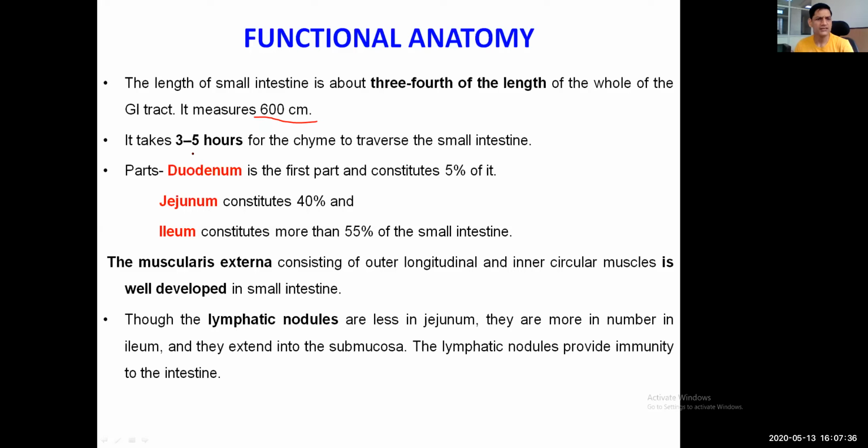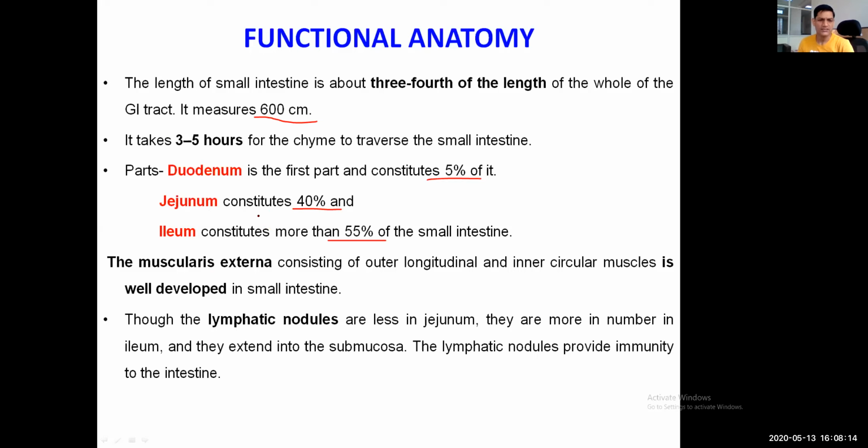And chyme takes 3 to 5 hours to traverse the small intestine. 3 से 5 घंटे लगते हैं काइम को स्मॉल इंटेस्टाइन से गुजरने में. There are three main parts: duodenum, which is 5% of the total length; jejunum, 40% of the total length; and ileum is more than 55% of the small intestine. So these are the three parts: 5% duodenum, jejunum 40%, and ileum 55%.